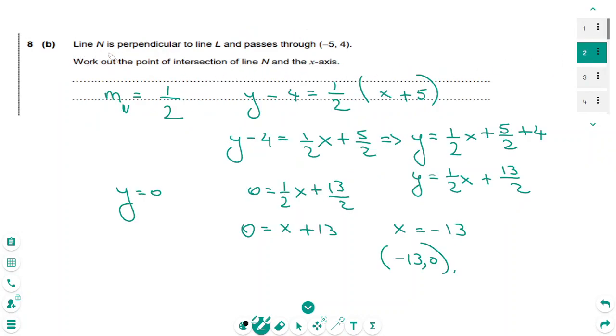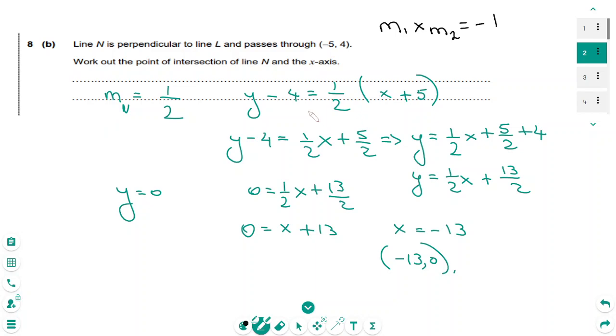The second line N is perpendicular to the line L and passes through (-5, 4). In this case, because they are perpendicular, we need to remember the perpendicular condition, m1 times m2 equals -1. Because the two lines are perpendicular, we can use this equation to find the gradient of the other line. And since the gradient of L is -2, the negative reciprocal is a half. And since we know a point and the gradient, we can use exactly the same equation we used before.